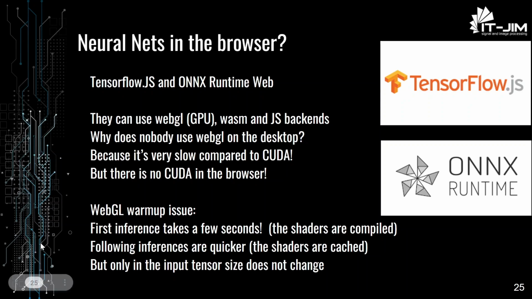WebGL has pretty bad warm-up issues. It's unavoidable. First, inference takes a few seconds while the shaders are compiled. Following inferences are quick because the shaders are cached, but only as long as the input tensor size does not change. If you have a network with variable input and you change the input, then the shaders are compiled again, and again the inference takes a few seconds, not milliseconds, not tens of milliseconds, but a few seconds. Think of that while the shaders of this framework are compiled. Next, please.